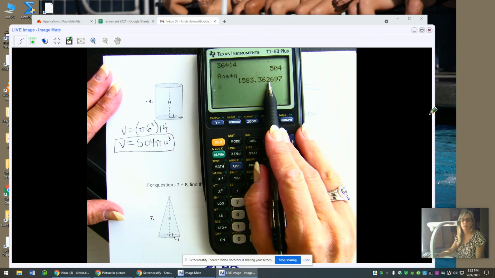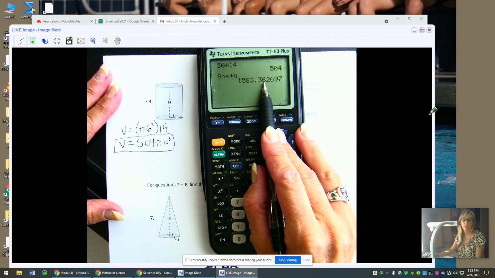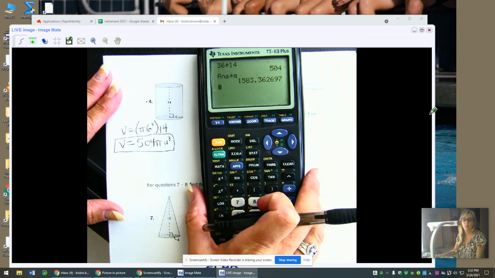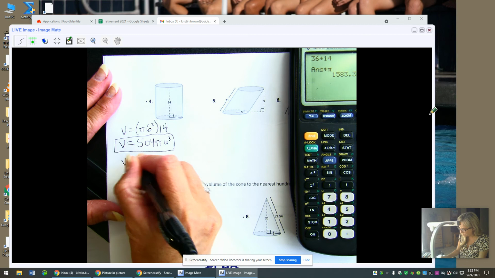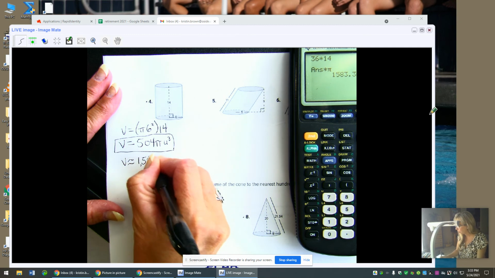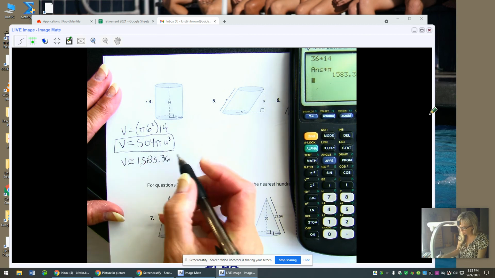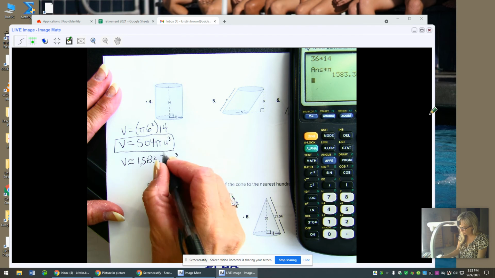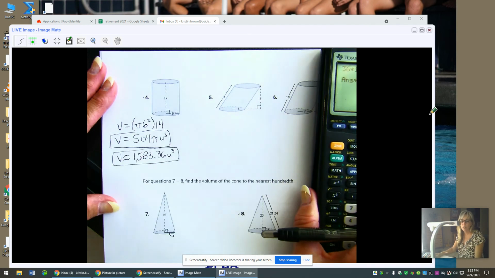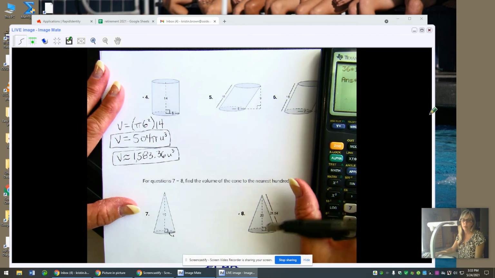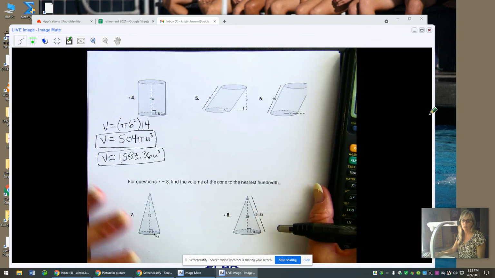So I've got to look at the number to the right. That is 4 or less, so the 6 will stay the same. So 1583.36. Volume is about 1583.36 units cubed. That's the estimate. I think on the quiz they leave it in exact form, but all good.